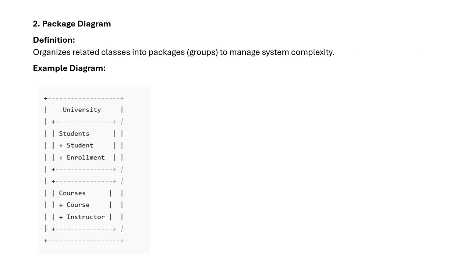Moving on, the second diagram is called the package diagram. A package diagram puts things together: the related classes are packaged together. For example, for the university package, we are including two classes: one is the student and one is the courses. Both of these classes are packaged together, and they form a package.